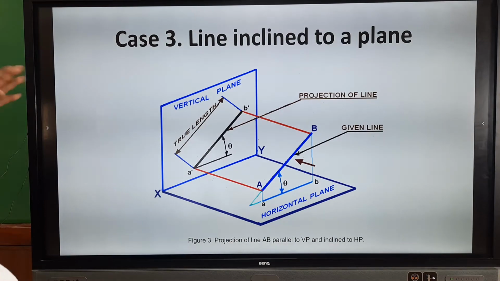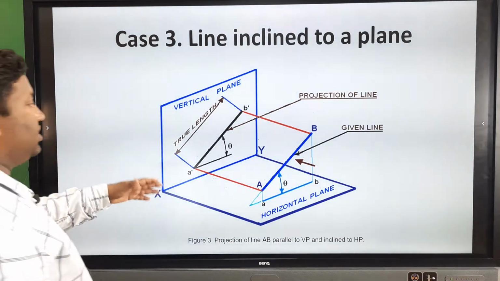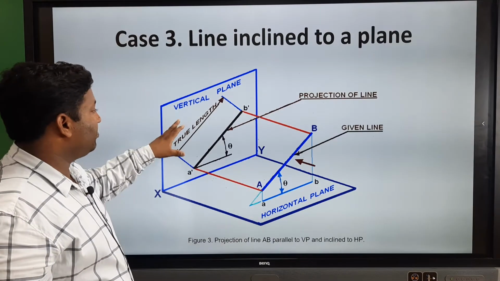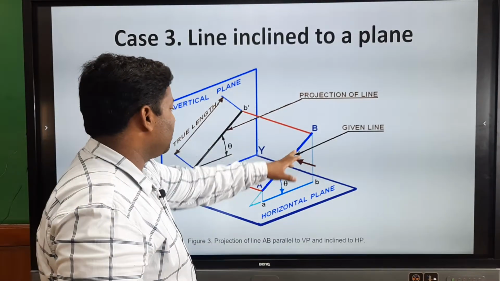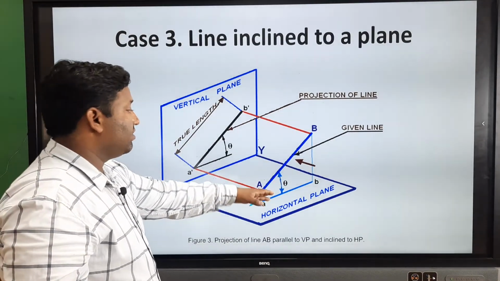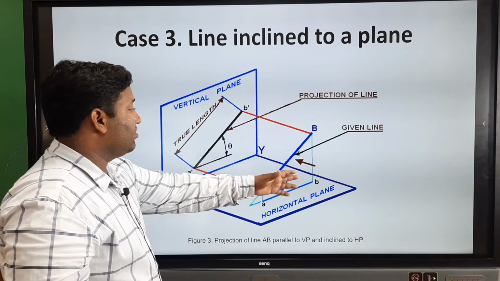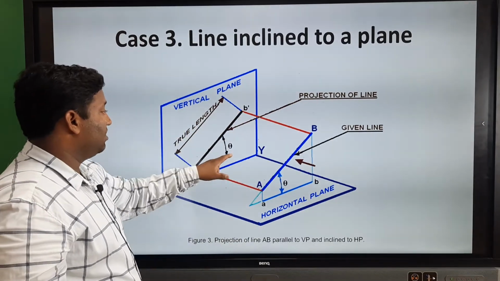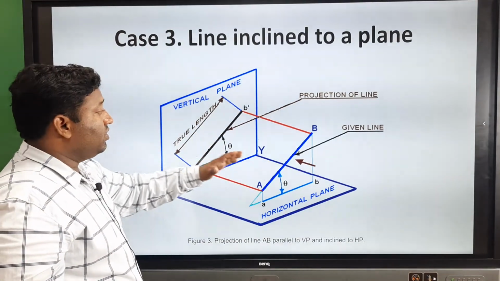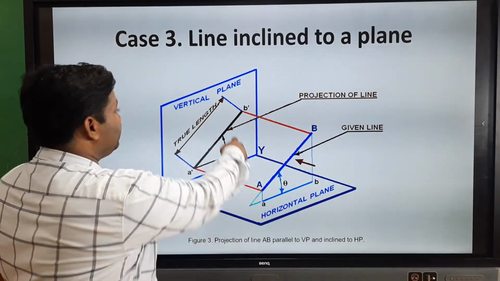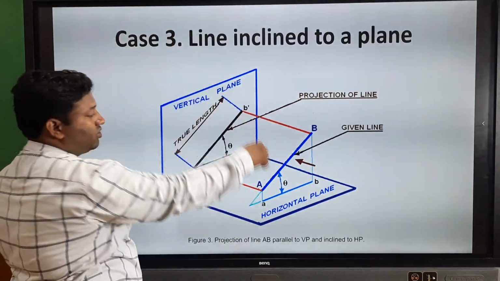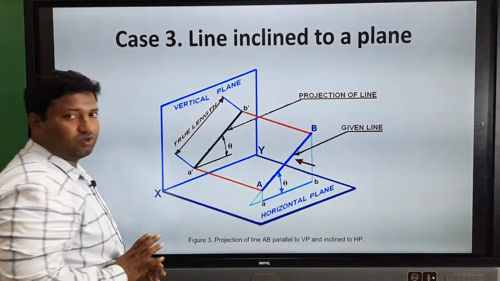Next, the line is inclined to a plane. Just now I told you this is our HP and this is our VP, and this is the line AB, which is making an angle theta with the HP. When we view from the front view, it appears like this, making an angle theta. This is the true length, but when we view from the top, only this much length is showing.